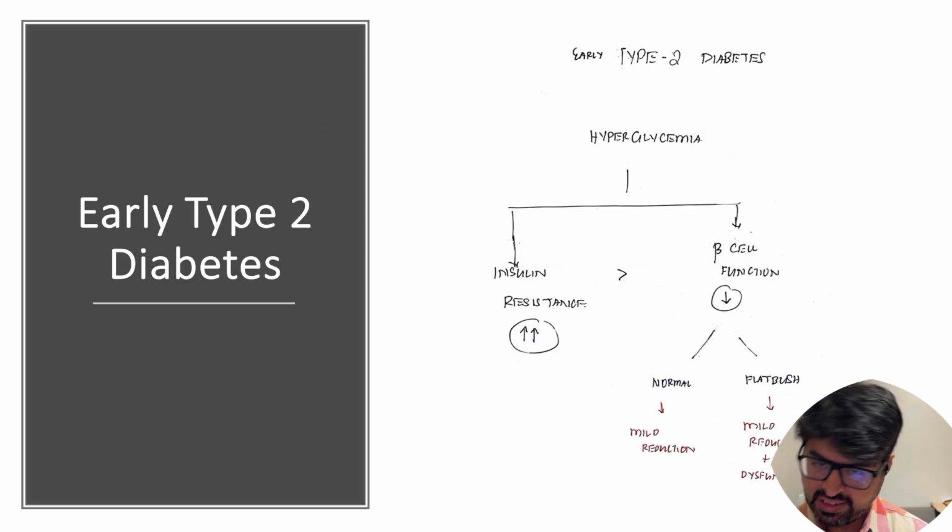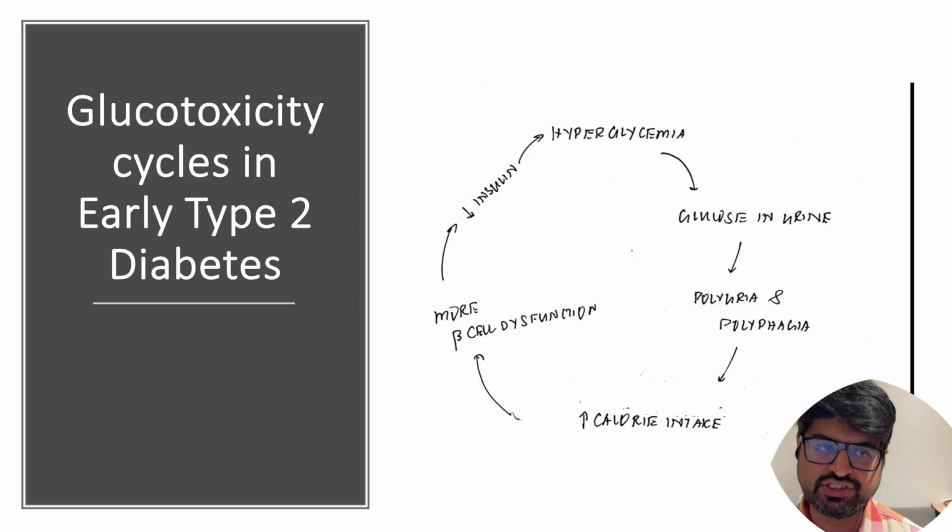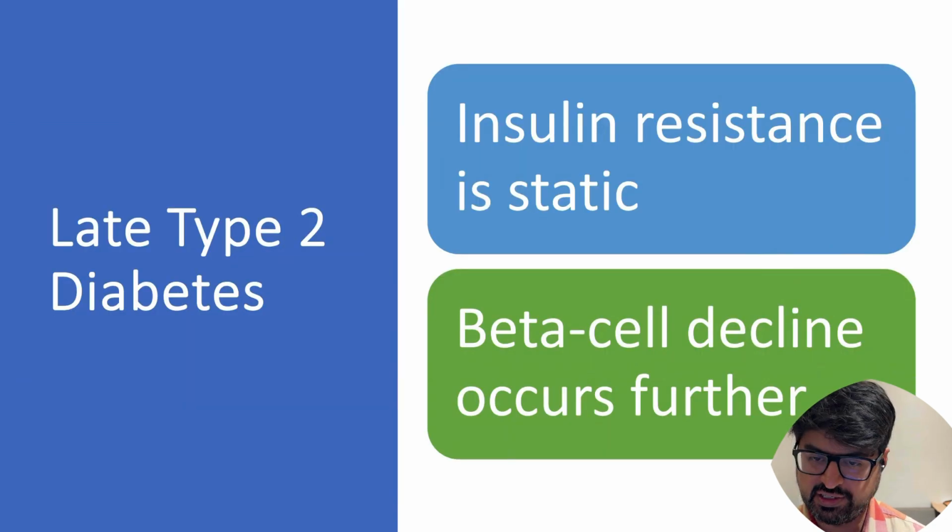Now, if you go to the early diabetes situation, what happens? Initially, the insulin resistance keeps increasing, and slowly the body's ability to produce insulin, that is beta cell function, starts reducing. When the beta cell function starts reducing, either it reduces very slowly, where you can have a mild type 2 diabetes, or sometimes it reduces very rapidly, which leads to a very severe form of early type 2 diabetes. And in the long run, a glucotoxic situation happens: the high blood sugar leads to polyuria, polyphagia, leads to increased calorie intake, leads to more blood glucose, leads to more beta cell dysfunction, which leads to further reduced insulin production, and this leads to a vicious cycle.